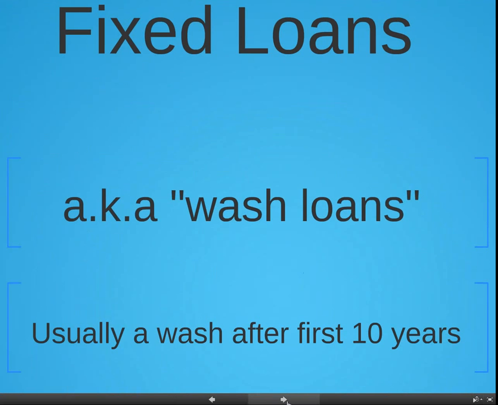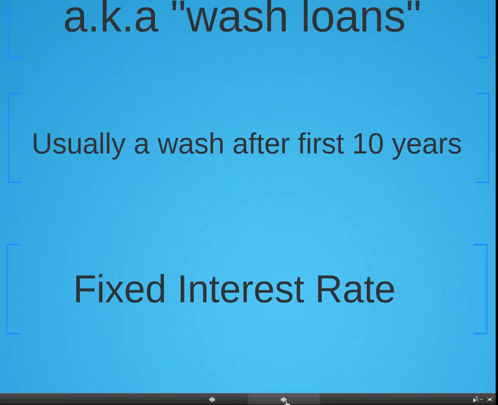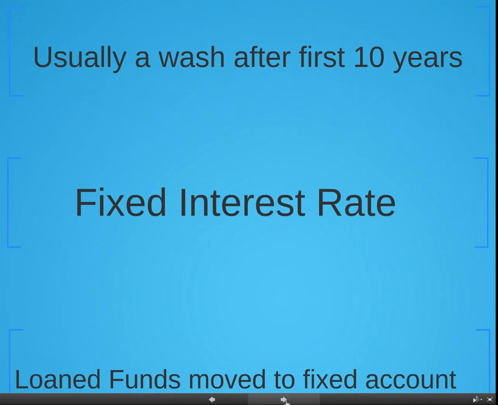So let's look at the features of fixed loans. These are what you will often hear called wash loans. And why is that? Well, because usually after the first 10 years, the company guarantees you that they will credit to loans the same amount that they charge. They have to charge something because otherwise it would be considered a gift, all right? So they have to charge a percentage. Usually it's around 3% they'll charge you for loaning money, but then they'll put your money in the fixed account and they'll credit you that same rate. So they charge you 3, they credit you 3. It's a net zero cost loan.